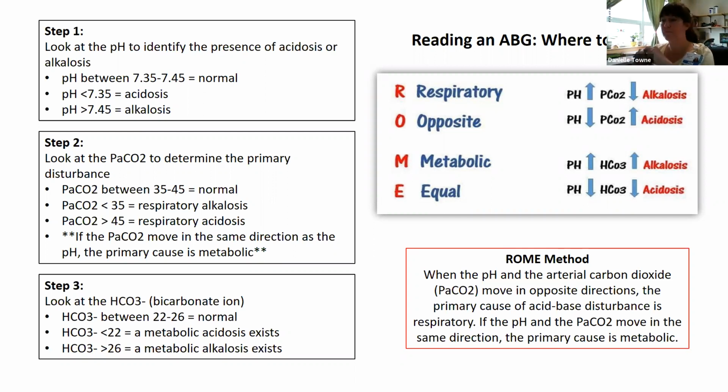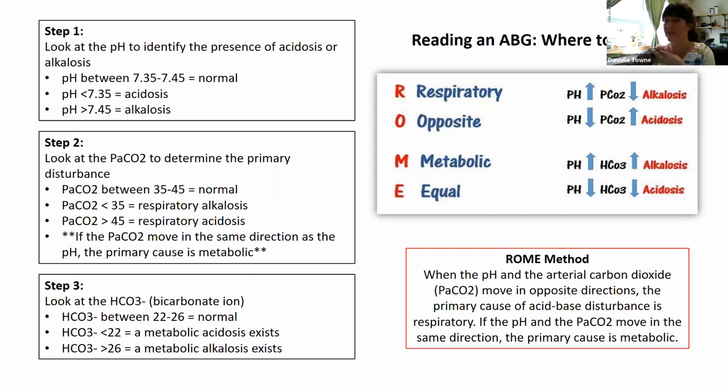Okay, step 2, look at your CO2. All right, you want to figure out what the primary problem is. So if your CO2 is in a normal range, 35 to 45, great, we're all set. But let's say our CO2 is less than 35. Okay, that means that the body's trying to blow off some extra CO2. Okay, let's say our CO2 is greater than 45. That means that the body's holding on to CO2, right?